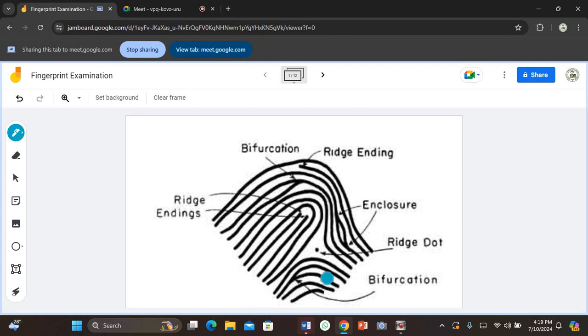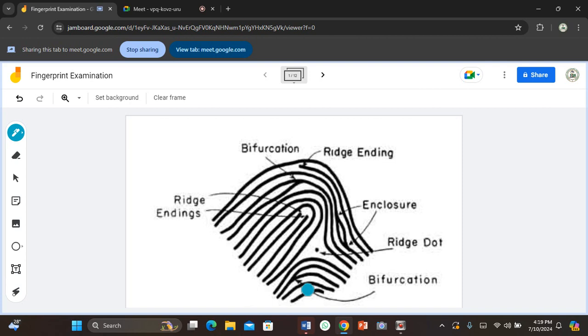And then you have a dot, ridge dot. This is a ridge dot that is just like a circle. So there are many like that, and so on and so forth. So these points can help us to identify prints.